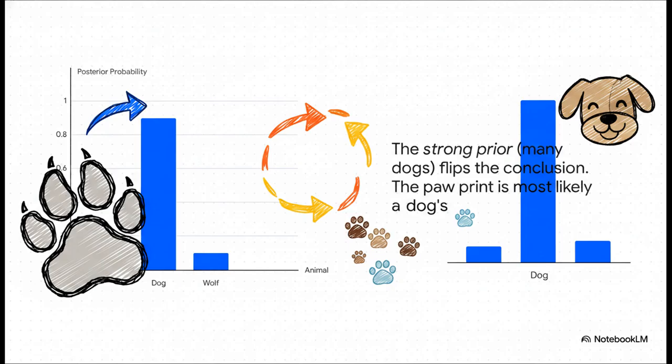And check this out. This chart shows exactly what happens. On the left, you can see the likelihood, based on that huge paw print, is yelling wolf. But then we combine it with that really strong prior belief, the fact that dogs are 100 times more common. And boom, the final answer, the posterior probability, completely flips. The math now says there's about a 90% chance it's a dog, even with that giant print.